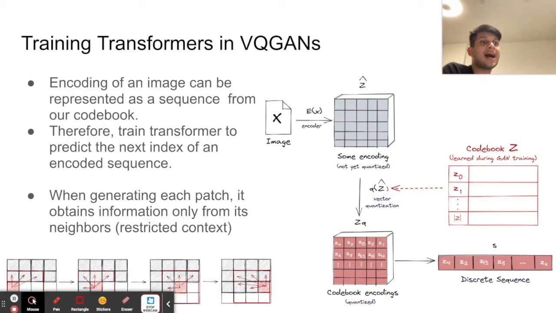Lastly, when generating high resolution images, the authors restrict the context via a sliding window. This means that when generating each patch, it obtains information only from its neighbors. It's a nice trick to improve resource efficiency when using transformers. And you can see a little diagram again at the bottom left corner of your screen.